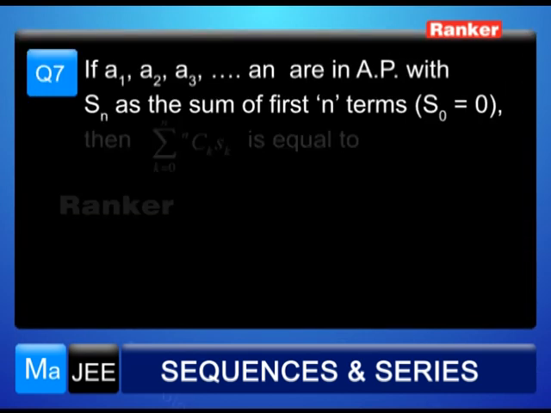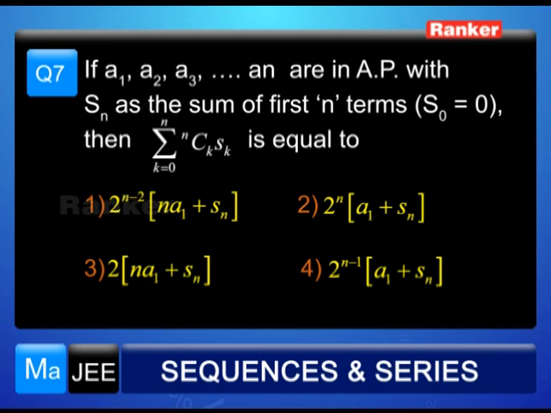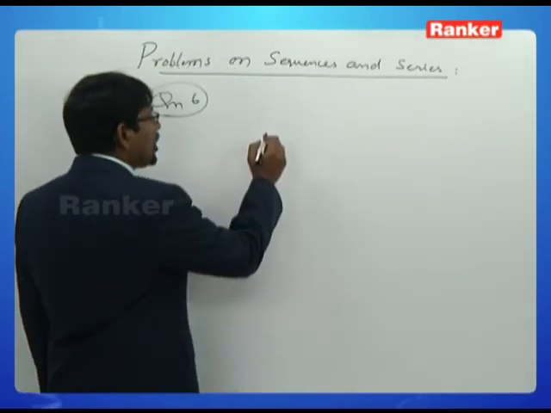If a1, a2, a3, and so on up to an are in arithmetic progression with Sn as the sum of the first n terms of it and S0 is 0, then the sigma of nCk into Sk, k ranging from 0 to n, is equal to: first option, 2 power n minus 2 into na1 plus Sn; second option, 2 power n into a1 plus Sn; third option, 2 into na1 plus Sn; fourth option, 2 power n minus 1 into a1 plus Sn. Now what is it we require?